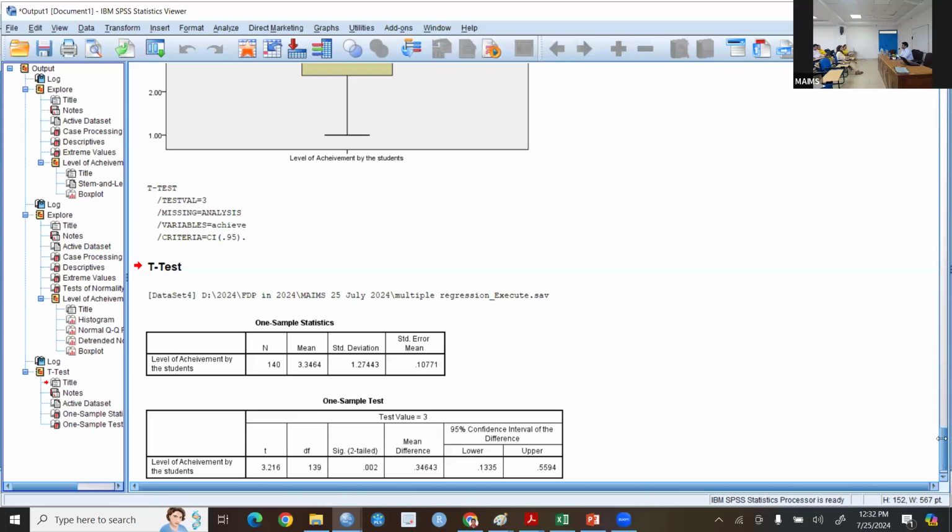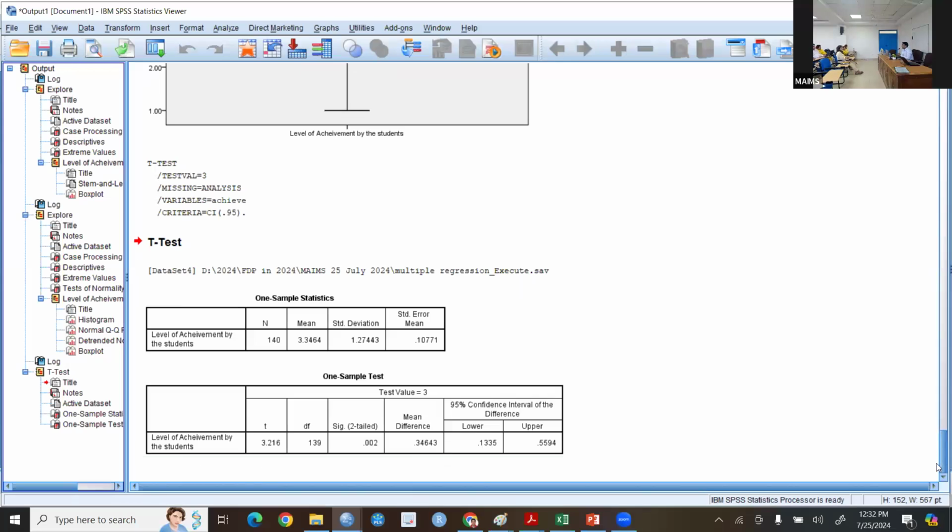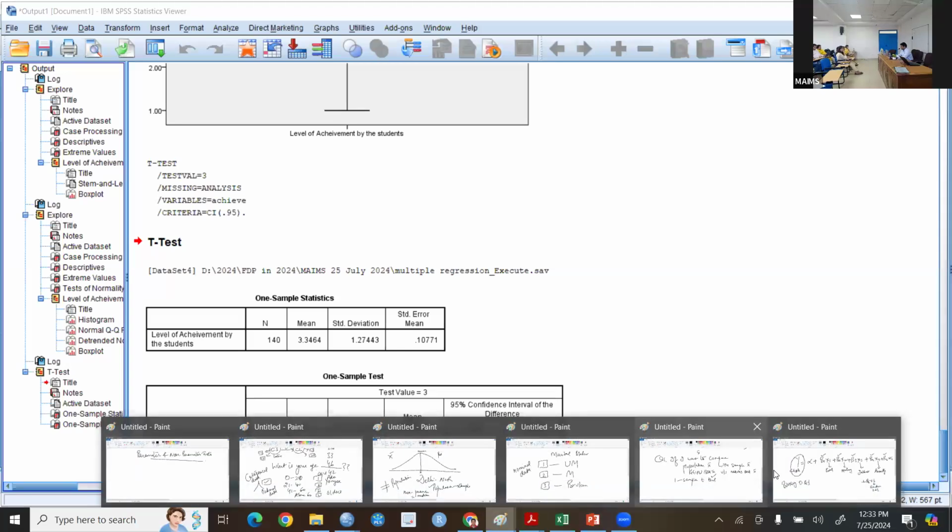Now look at the output. In the output, what is the p-value here? The p-value is two-tailed. Just look at the two-tailed significance value, Sig, 0.002. This is less than 5%. When it is less than 5%, we reject the null hypothesis. And what was the null hypothesis? Null is always prepared as a no-kind-of statement. Okay. So let me first of all write this null hypothesis also.